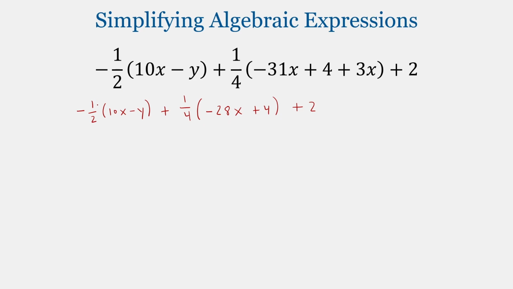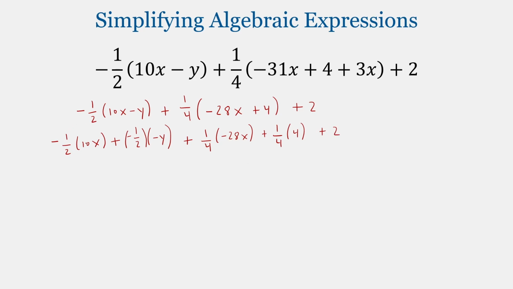We use the distributive property to multiply negative 1/2 times the quantity 10x minus y. So that's negative 1/2 times 10x. I'll go ahead and convert this to addition, so we'll have plus negative 1/2 times negative y. So we've distributed the negative 1/2 to both terms. And then we'll have plus 1/4 times negative 28x plus 1/4 times 4, and then plus 2.